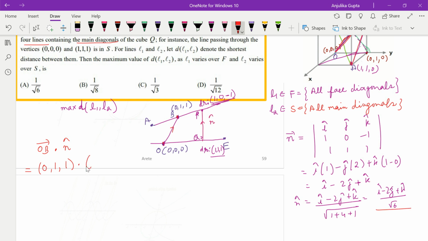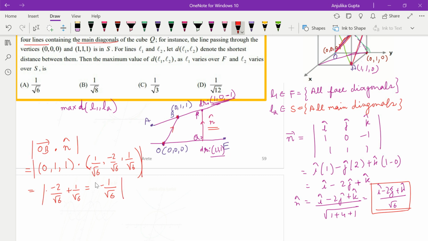And what is my n hat? This vector. Let me write it in component form: 1 by root 6, minus 2 by root 6, 1 by root 6. The same vector n hat we have gotten here, and I'm writing it in component form. That's all. Now what is this value? Component-wise you multiply, so you get minus 2 over root 6 plus 1 over root 6. You end up getting minus 1 over root 6. Since we are looking for the distance, we just take the modulus. We don't care about the sign, and that is 1 over root 6.